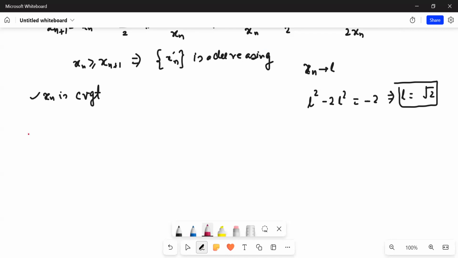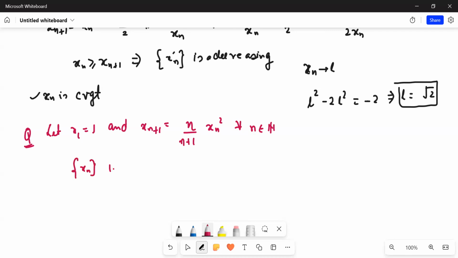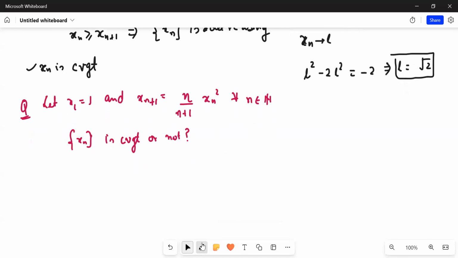So we are doing problems on real analysis, and especially on sequences right now. I'm giving: let x1 equal 1 and xn plus 1 equals n upon n plus 1 times xn square, for all n belonging to the naturals. We want to see whether my xn is a convergent sequence or not. What do you think your sequence would be? Is it convergent or not convergent?